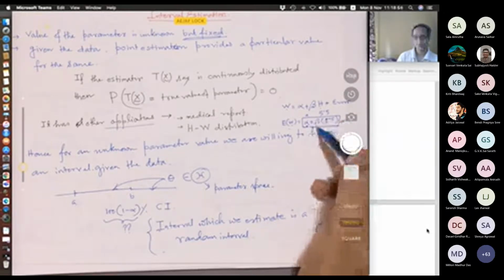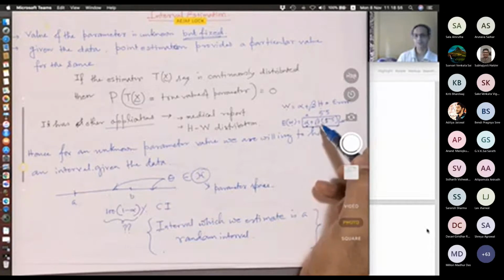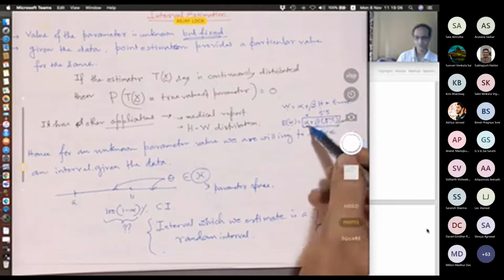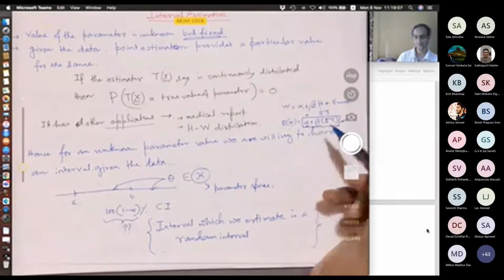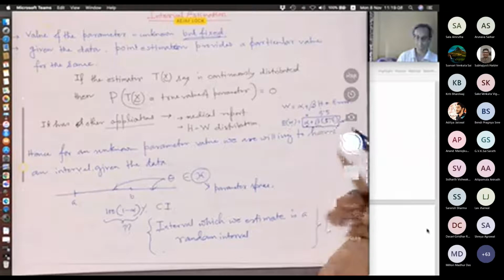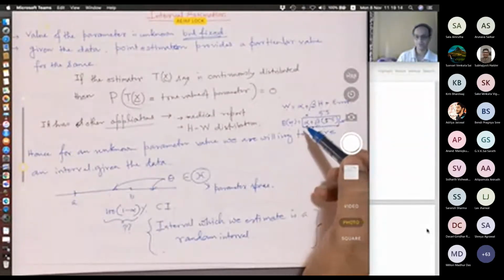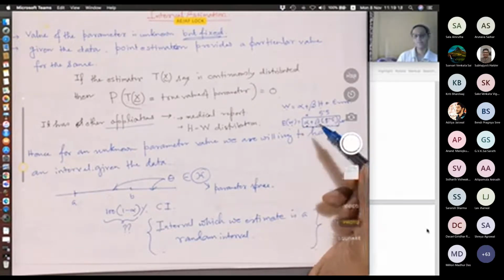If you do the survey in your class, you will get some value of alpha, some value of beta, and according to their distribution, you will get some number. Maybe in another section, if you conduct the same survey, you will get some different value of alpha, some different value of beta, and some different estimate of their variance. As a consequence, the estimated value of the mean will be different, and the interval that you will get will also be different. Is it okay now? Yes, sir.